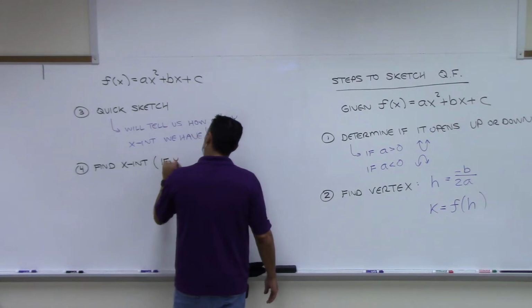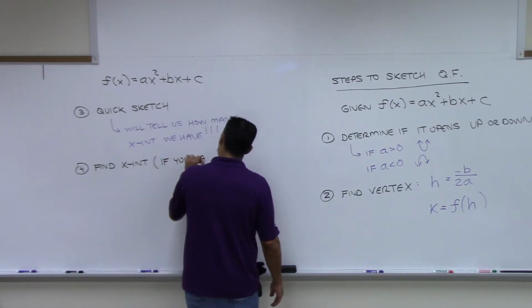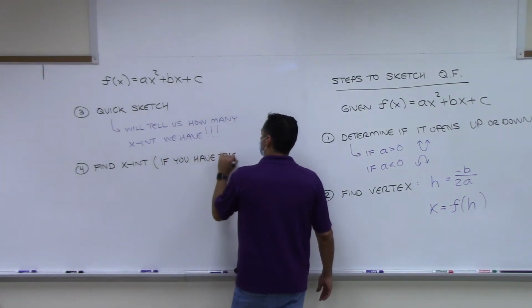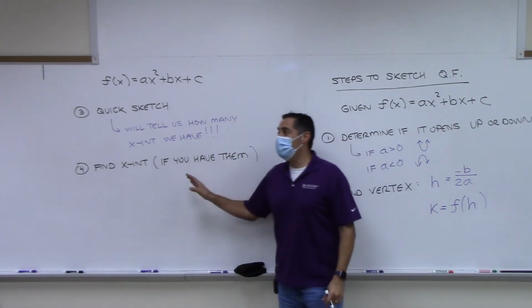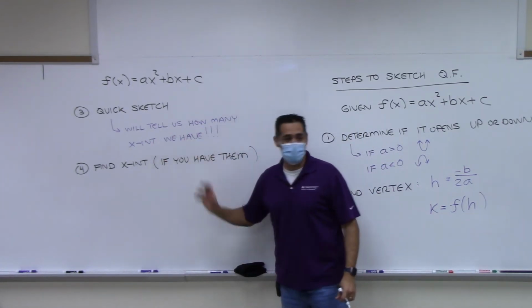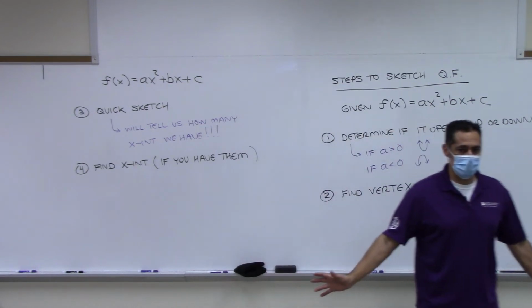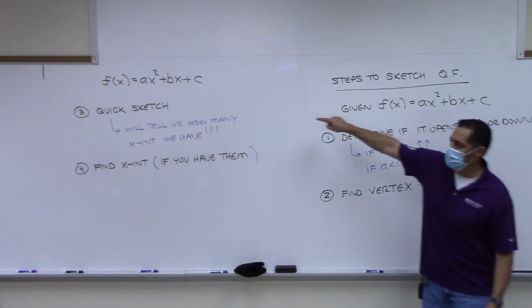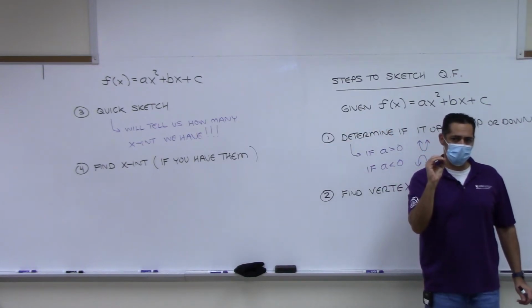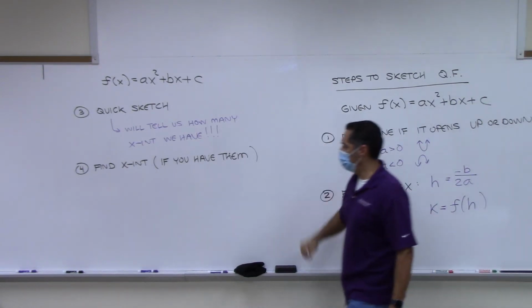if you have them. All right? So you do not want to skip this step. You want to skip this step if you don't have any x-intercepts. Do not waste your time on step 4 if on step 3 you said, oh, I've got no x-intercepts. All right? You just skip this.